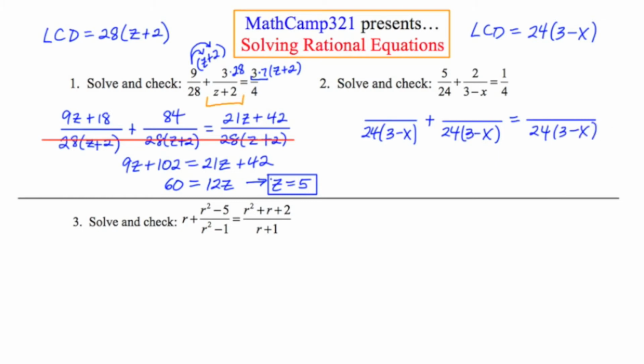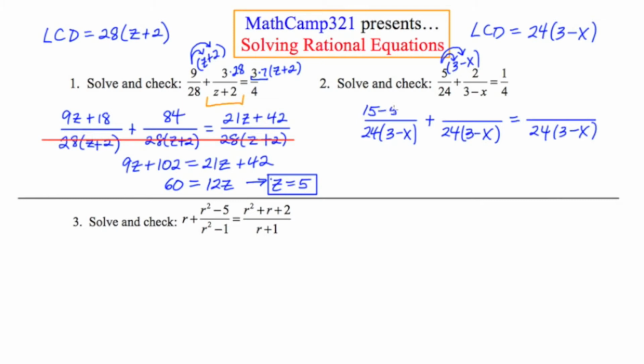Now I'm going to ask myself, what will I need to introduce to each fraction to make the old denominator look like the new one? If we look to the fraction all the way to the left, the denominator is currently 24. So I'm going to need to introduce a 3 minus x. And then I'm going to distribute that 5 through, getting me 15 minus 5x.